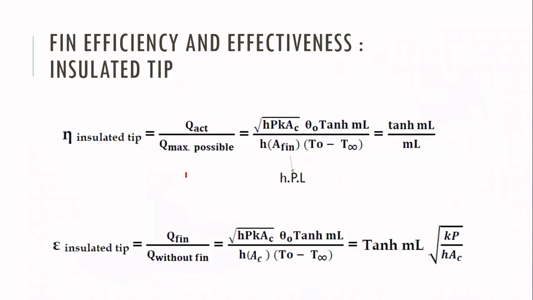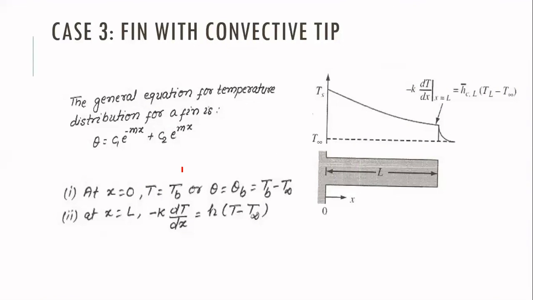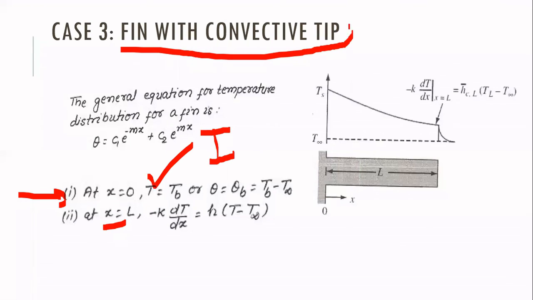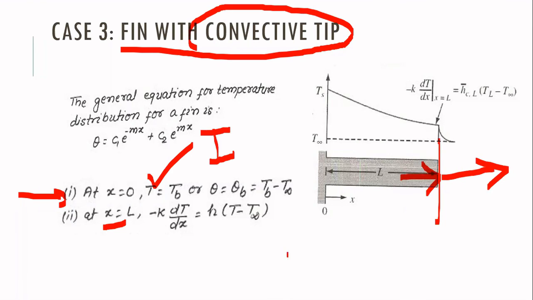We will move to the third case. Again, for the third case, the first condition is at x is equal to 0, temperature value is known. So boundary condition of which kind? First kind. At x is equal to L, this was the fin with convective tip. So at x is equal to L, the rate of heat conduction will be equal to the rate of heat convection. This will be boundary condition of which type? Third kind, because here we are using the convective boundary condition, which says that rate of conduction is equal to rate of heat convection.